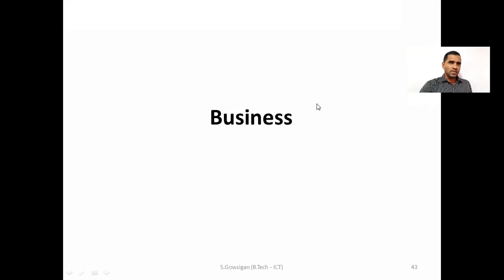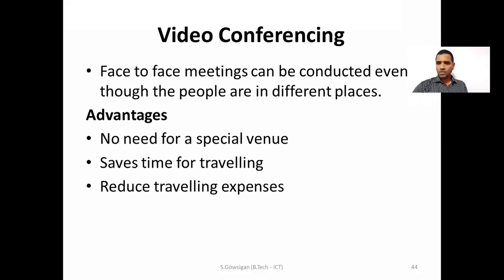So industry and business, these are the two areas which are very close, right? Because once a product is manufactured, then it will be sent to the business area. So these are too close, right? Take business. Even in business, ICT is used immensely, right? You can see ICT application in business everywhere. But we will take some of the most important applications, right? So starting with video conferencing.